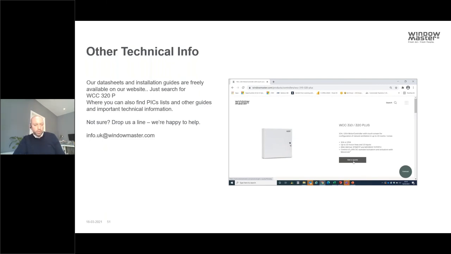Really nice compact units, and there's some downloads, product data sheets, installation instructions, integration instructions, PICS lists, all manner of information. So you can go on our website anytime, look for WCC 320Ps, and you'll be able to get all of that information at your fingertips. If you're not sure, of course, just drop us a line. We're really happy to help.